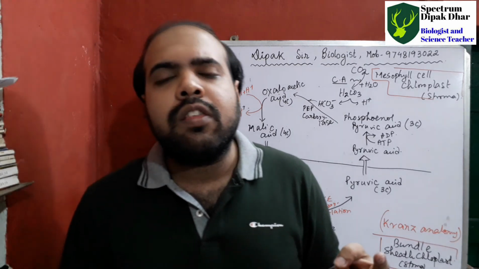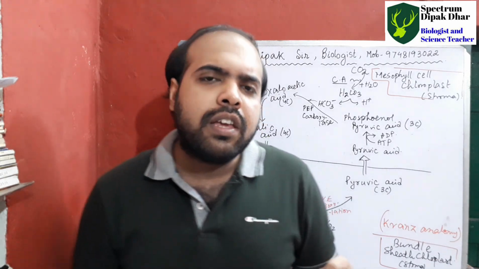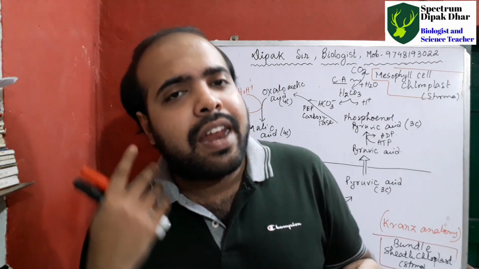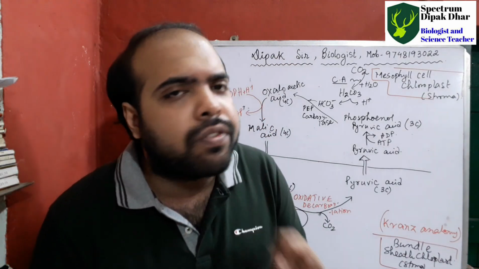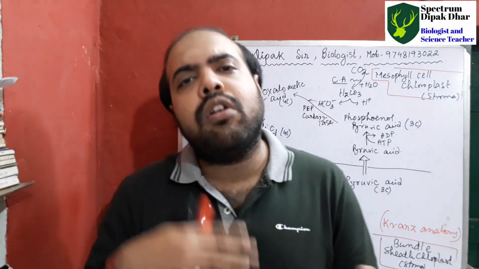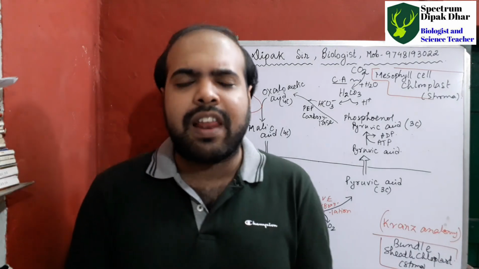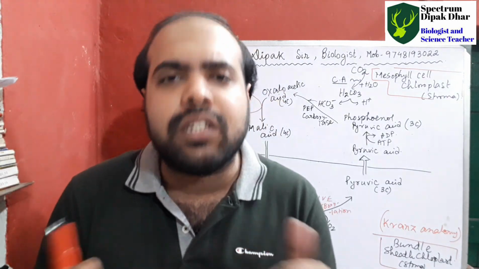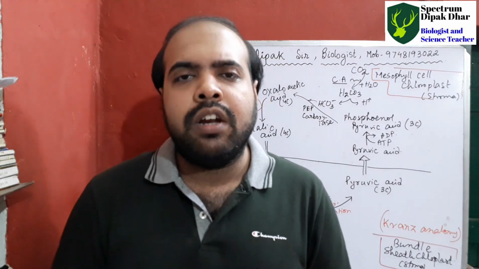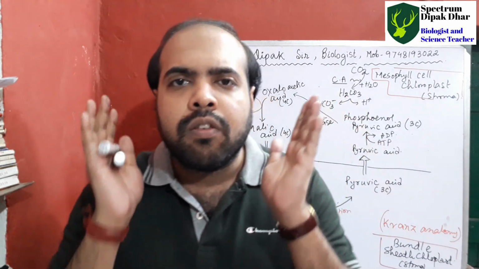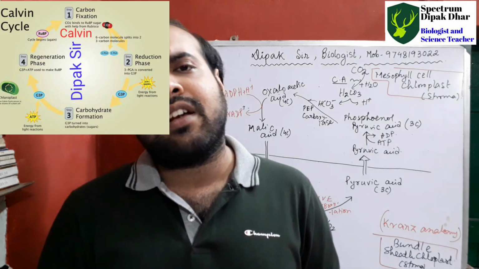Second question, what is the first stable compound that has been formed in the C4 cycle? It will be oxaloacetic acid, and as oxaloacetic acid contains 4 carbon in the structure, it is also called the C4 cycle. Now, the C4 cycle is also known as the Hatch and Slack cycle. Hatch and Slack are the names of the two scientists who basically experimented and discovered this whole process at first, and for their names it is also called Hatch and Slack cycle.